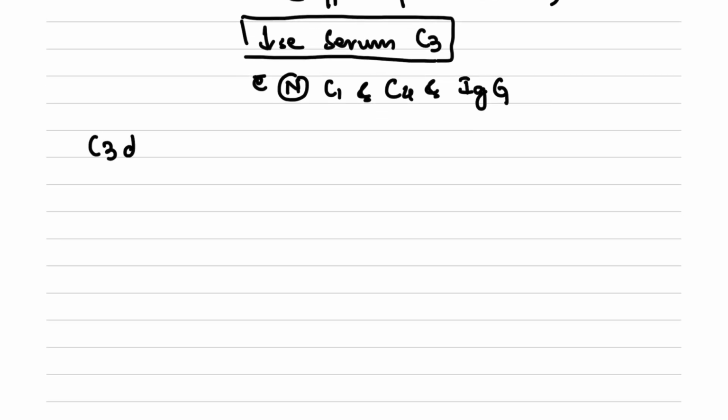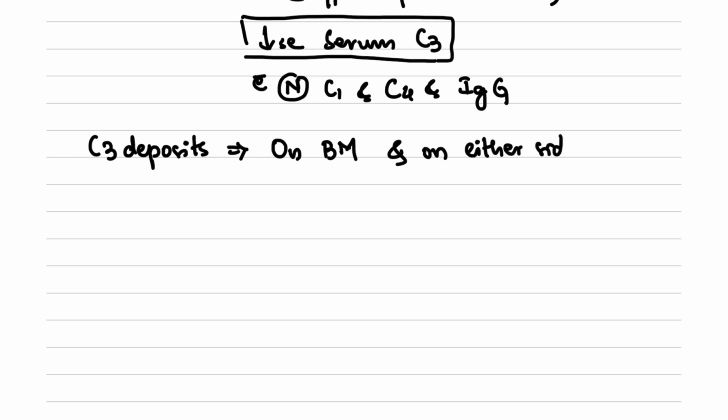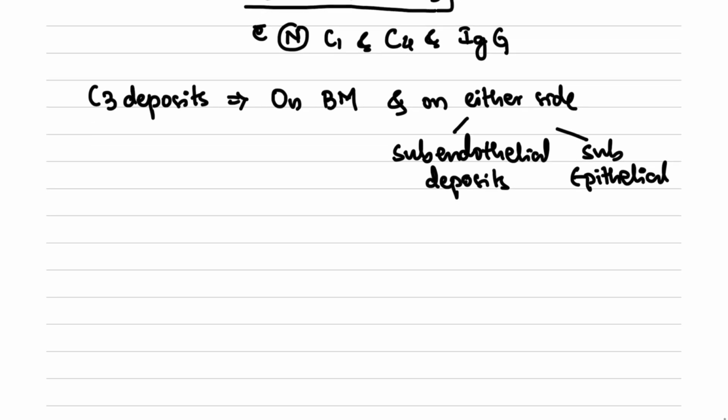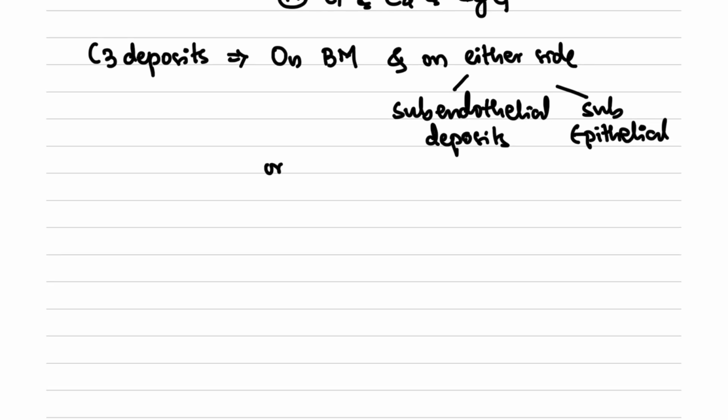This complement 3 will go and deposit itself. We can see C3 deposits on the basement membrane and on either side of the basement membrane. This can result in subendothelial deposits as well as subepithelial deposits. They can also deposit in the mesangium, leading to mesangial matrix deposition as well. So anything can be involved.